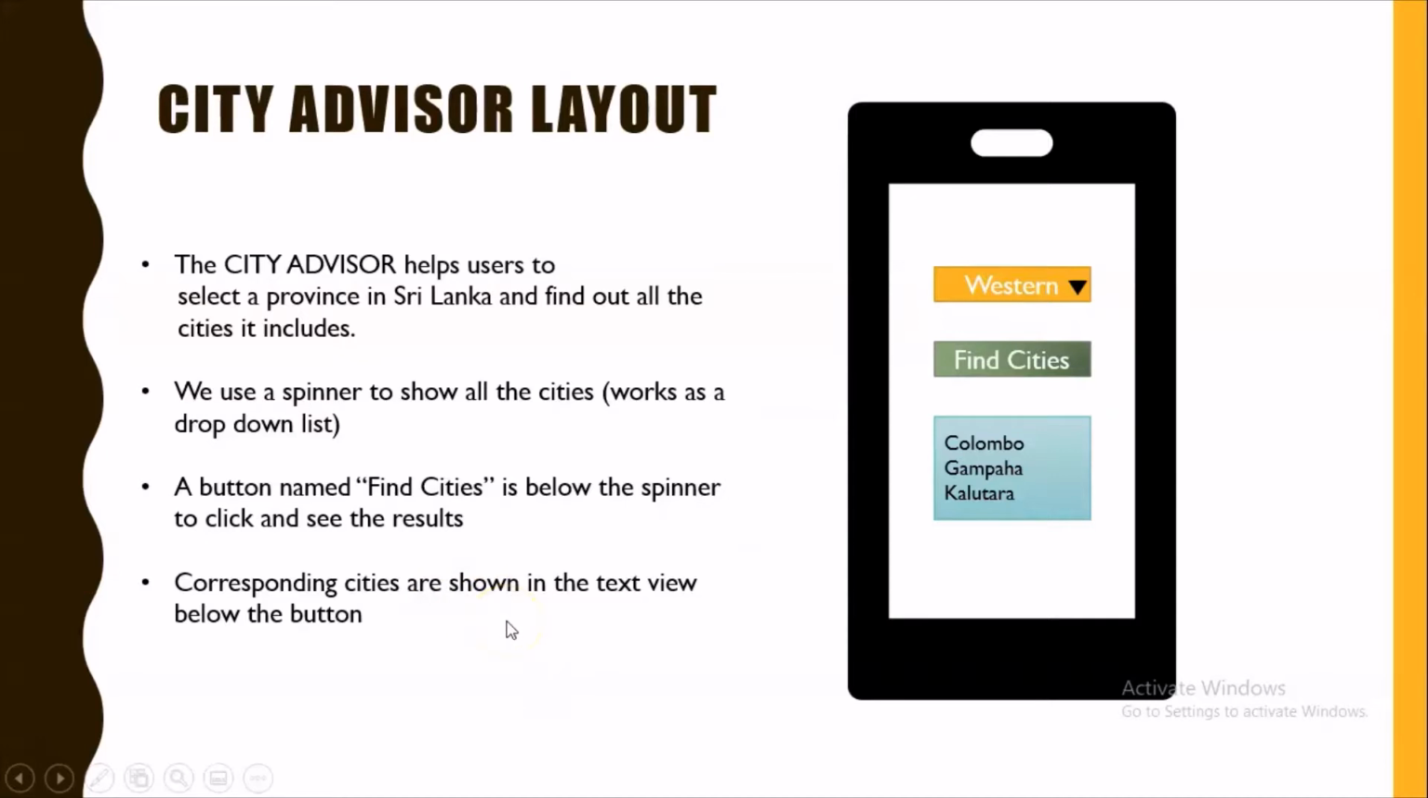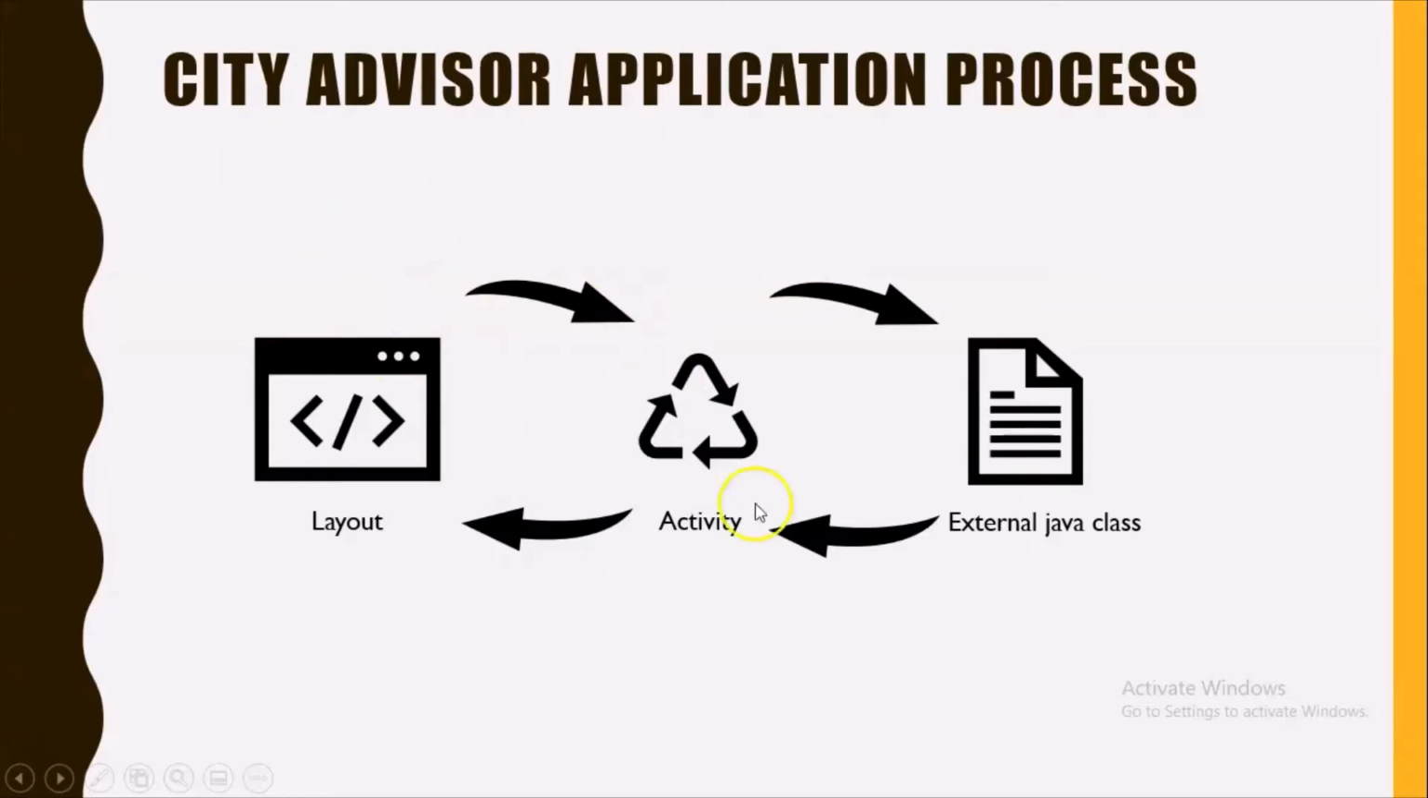So let's now see what are the steps included in developing this application. This diagram shows the hierarchy that I'm hoping to follow in order to develop the application. First, I create the layout, and then we are going to refer all the components in the layout to our main activity. And also I'm creating an external Java class here. So inside of this Java class, I'm going to write the logic that helps our application to figure out what cities are to be shown according to the selected province. So that is the job of this Java class. When the activity tells the selected province, I'm returning the corresponding cities to the activity from the Java class.